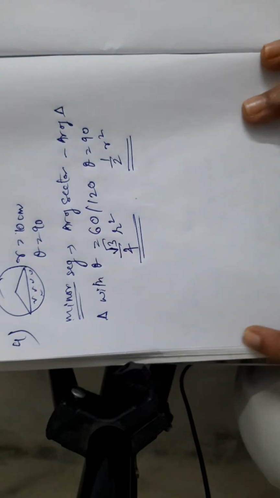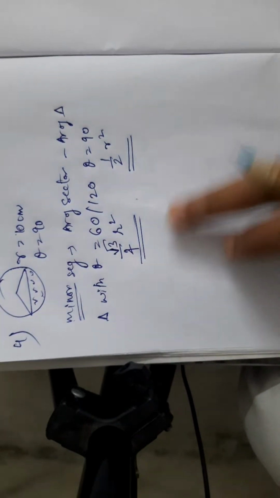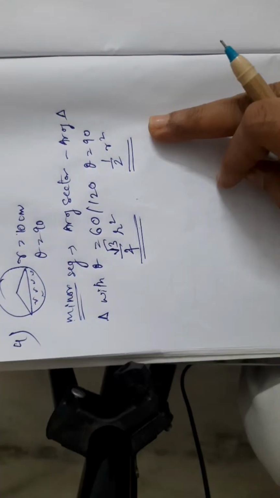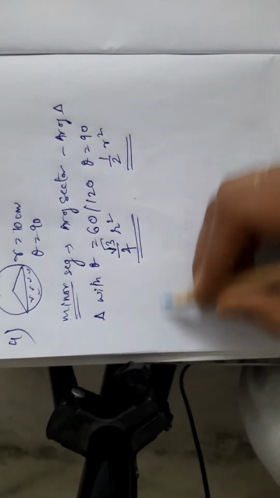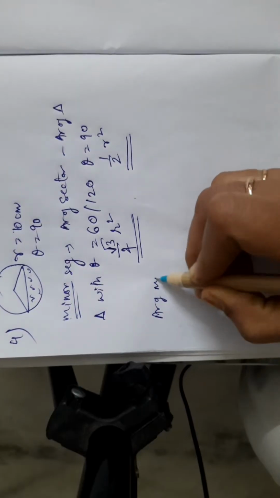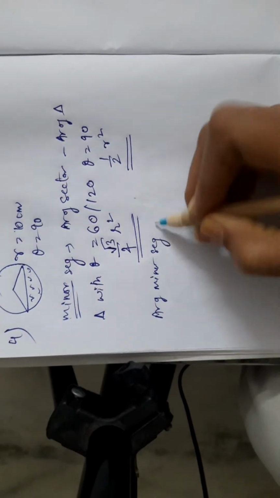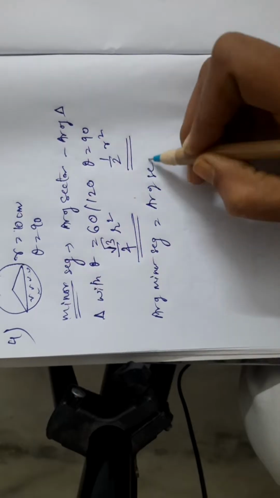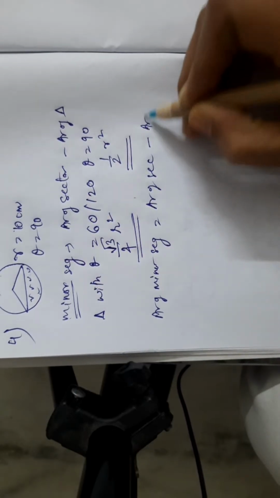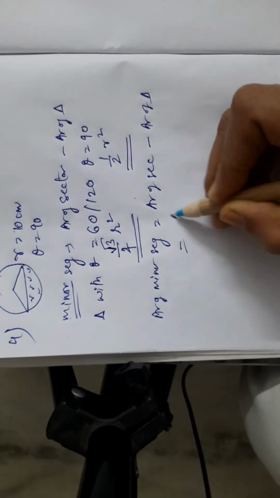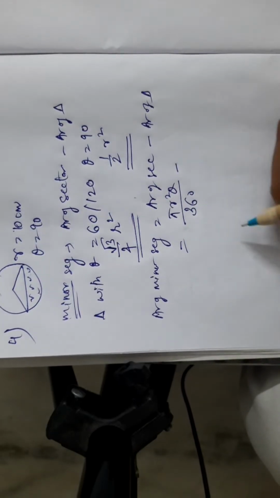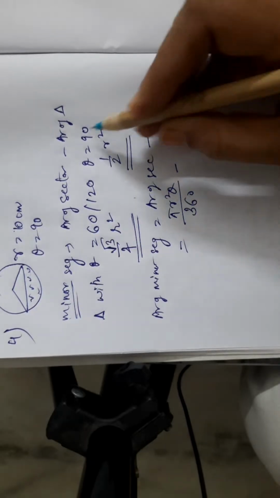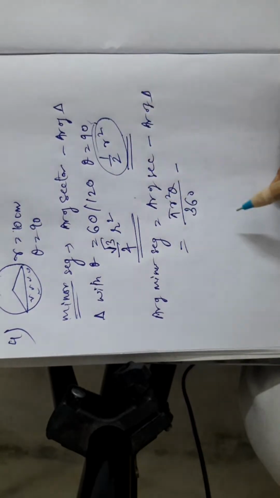As usual, we'll be calculating the area of the sector. From there, the area of the triangle will be subtracted. So here, let's move out with the area of the minor segment: area of sector minus area of triangle. For the sector, it is pi r square theta by 360. As here theta is 90, we are going to use the 90 formula.